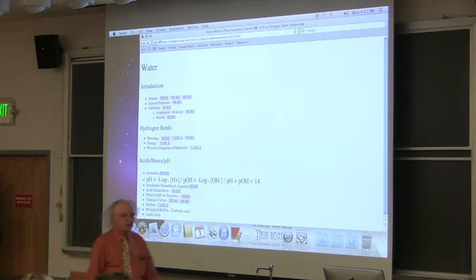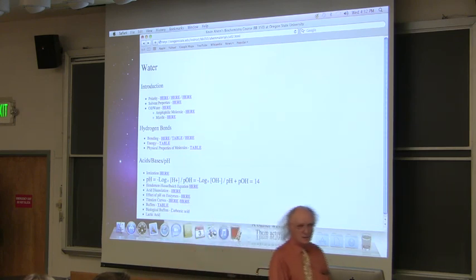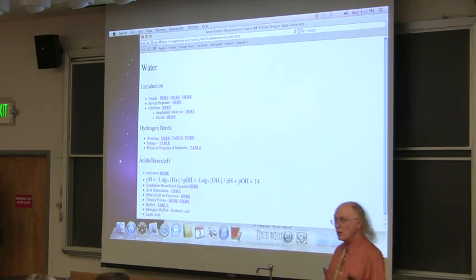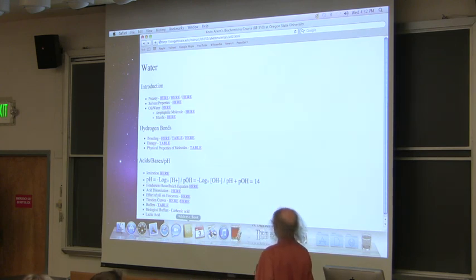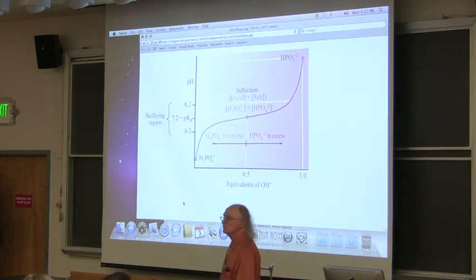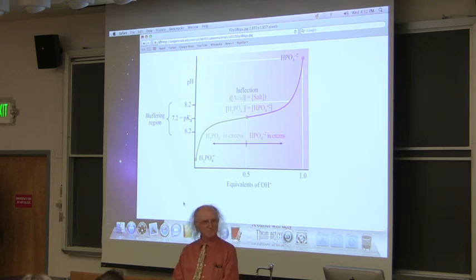Does the titration curve look different if you add equivalents of HCl instead of NaOH? Oh, good question. Does the curve look different if I add HCl instead of hydroxide? What do you guys think?